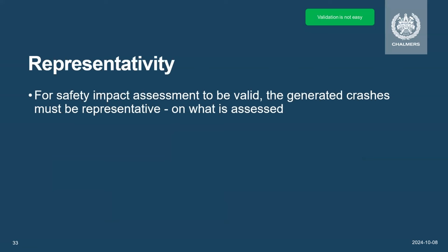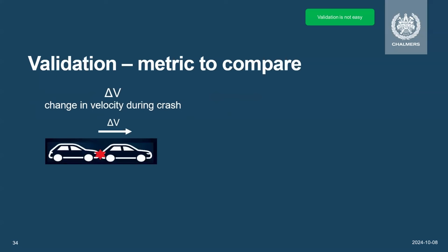Safety impact says that for it to be valid, the generated crashes need to be representative of whatever you want to assess. So if you want to assess crashes, then they could be representative crashes. If you want to assess fatalities, they need to be representative fatalities, and anything in between. So, validation metrics. Here in this study, we work with delta V, which is the change in speed during the crash. So how the vehicle changes speed as it crashes.